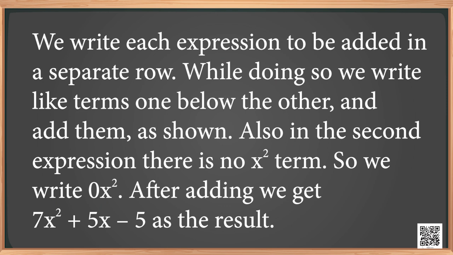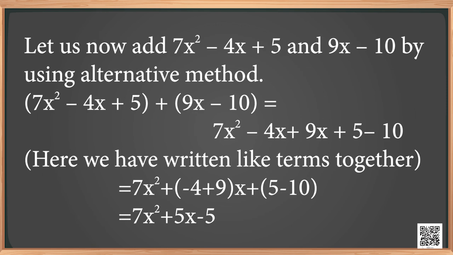While doing so, we write like terms one below the other and add them as shown. Also, in the second expression, there is no x square term, so we write 0x square. After adding, we get 7x square plus 5x minus 5 as the result. Let us now add 7x square minus 4x plus 5 and 9x minus 10 by using an alternative method.